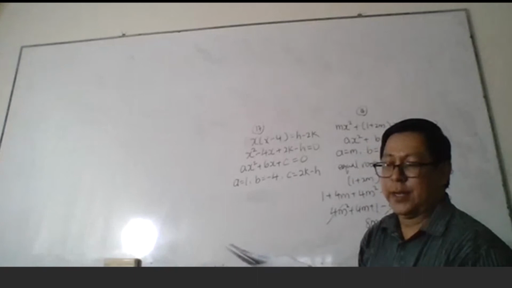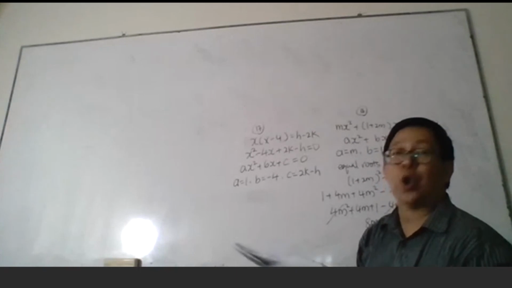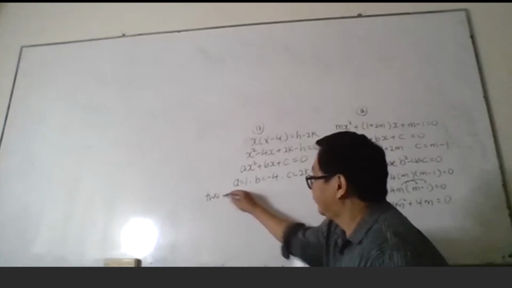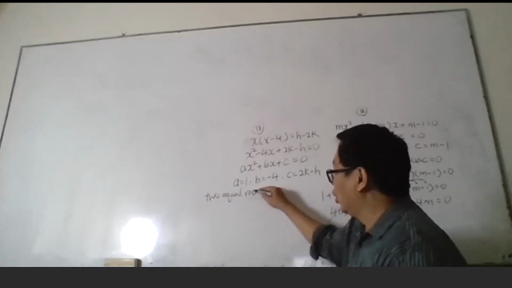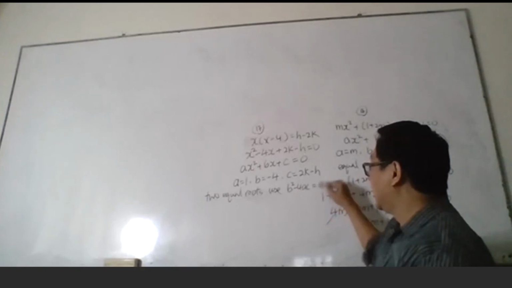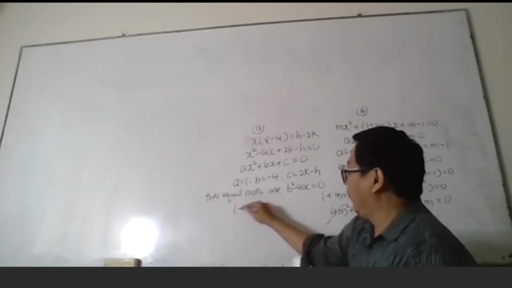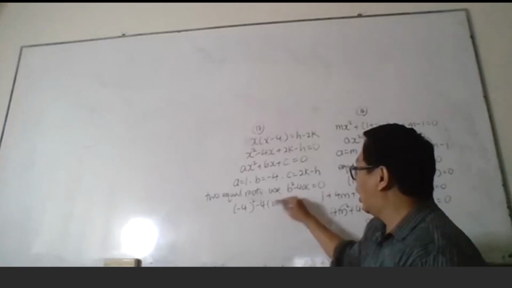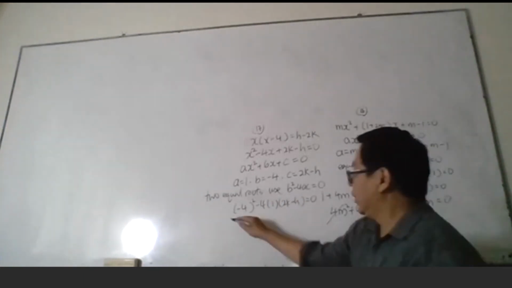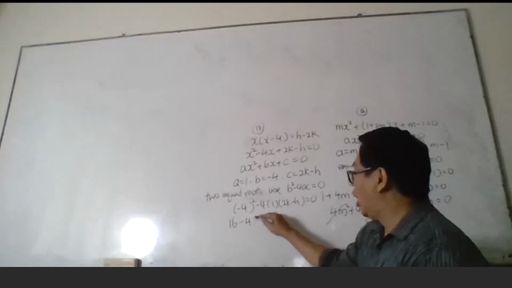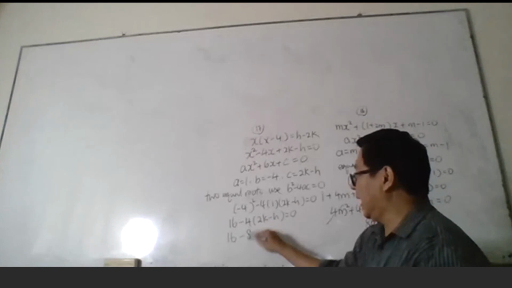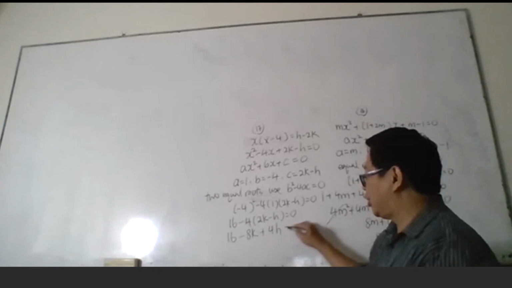In this question, they also tell you that the quadratic equation has two equal roots. Two equal roots, I'm going to use b squared minus 4ac equal to 0. And we chuck in all the values. So that's 16 minus 4 times 2k minus h, which is 16 minus 8k plus 4h.